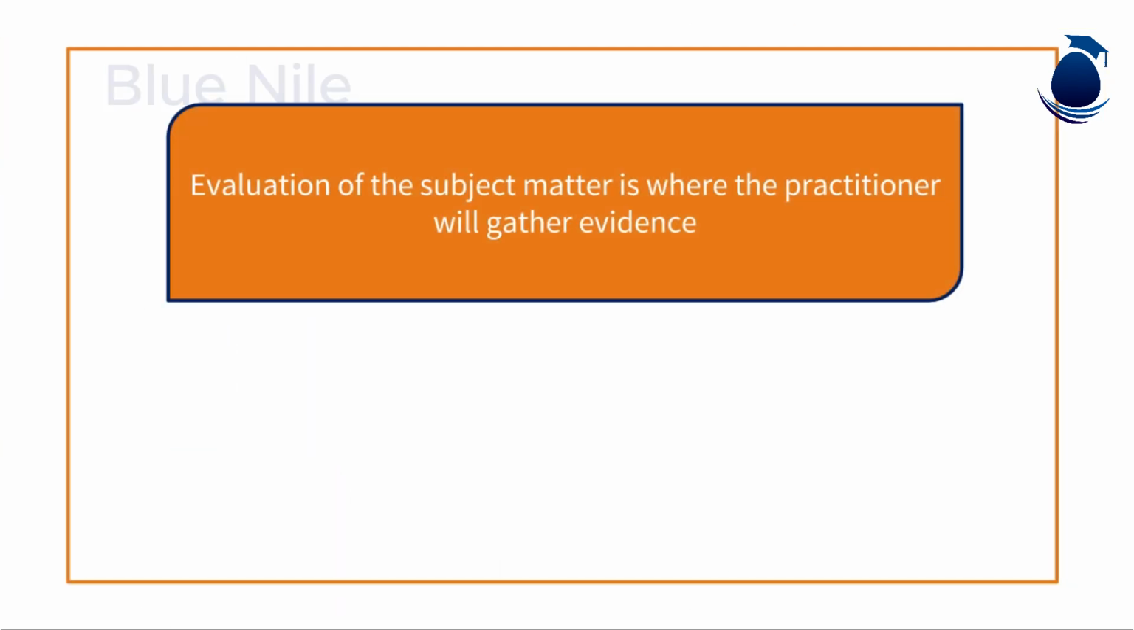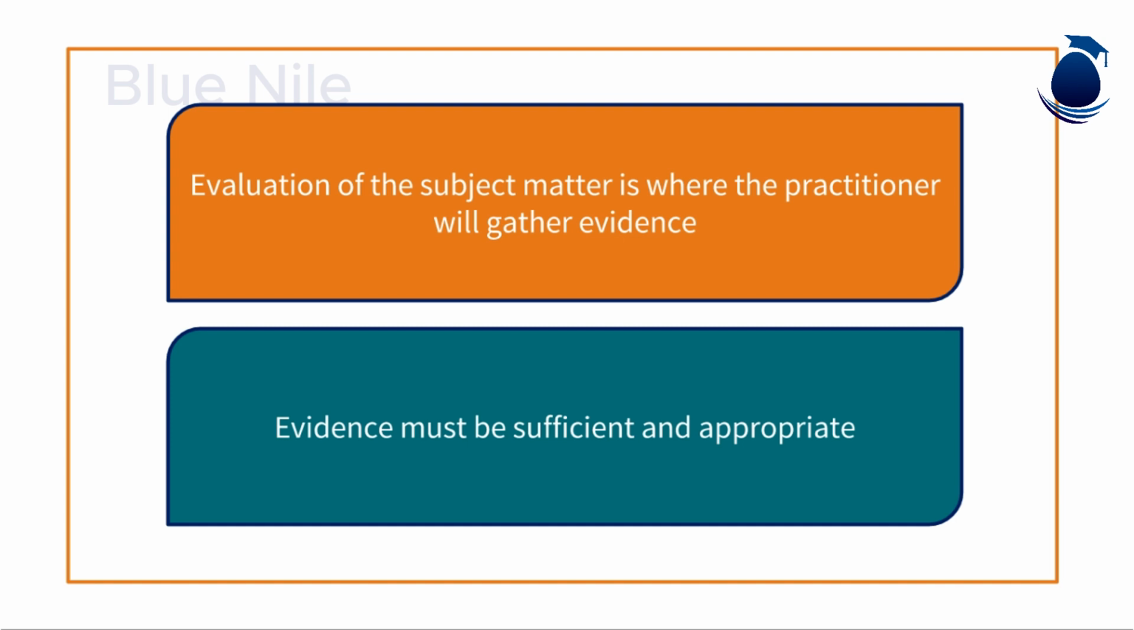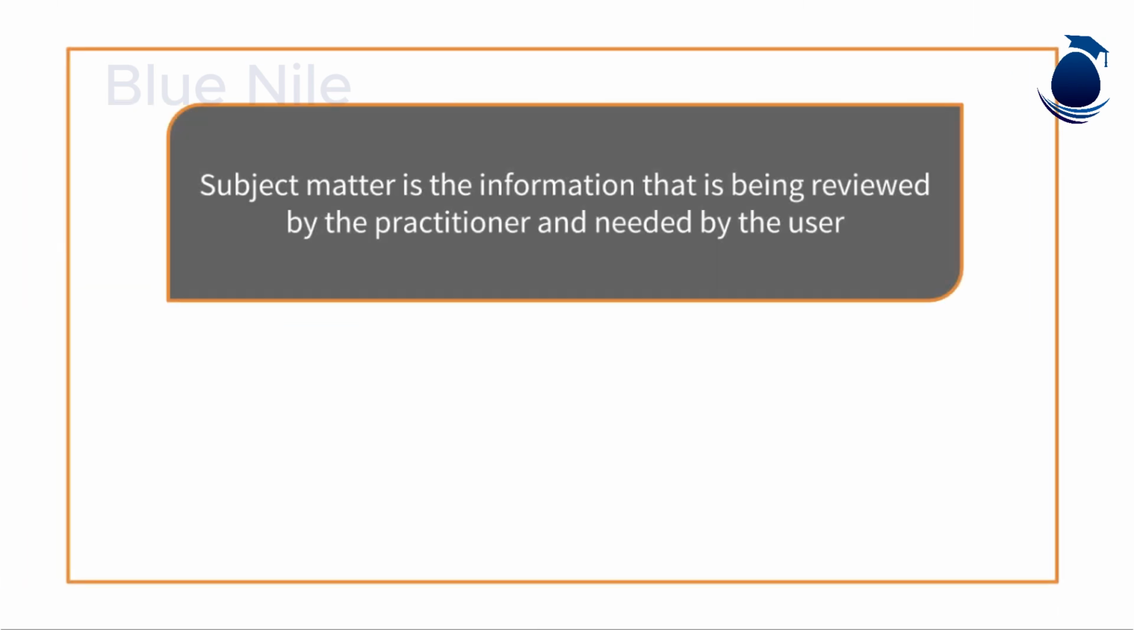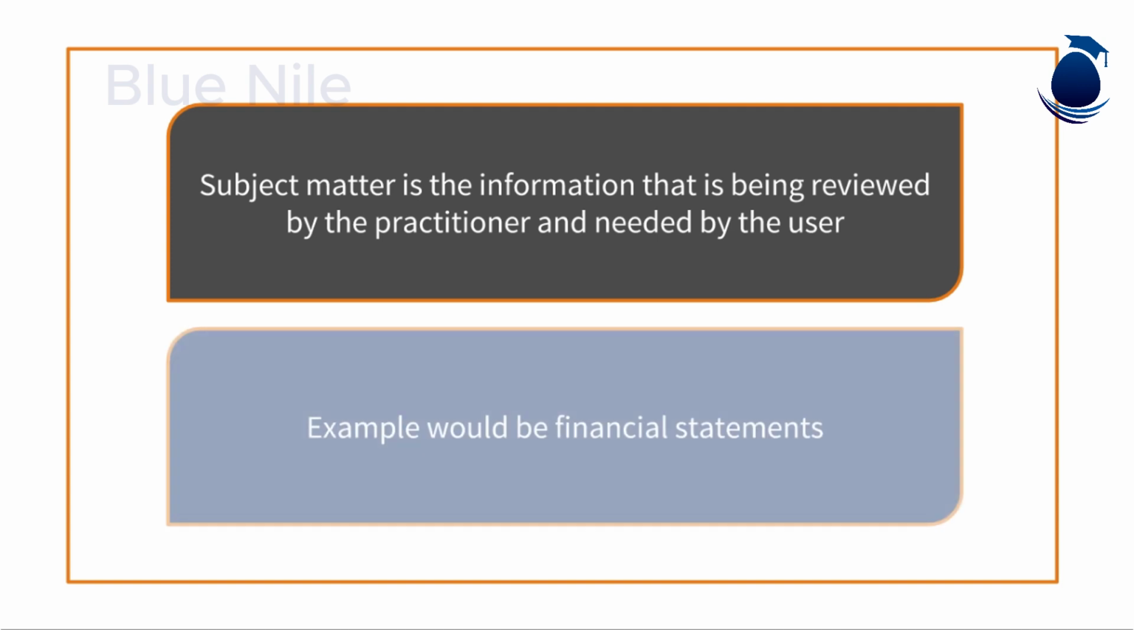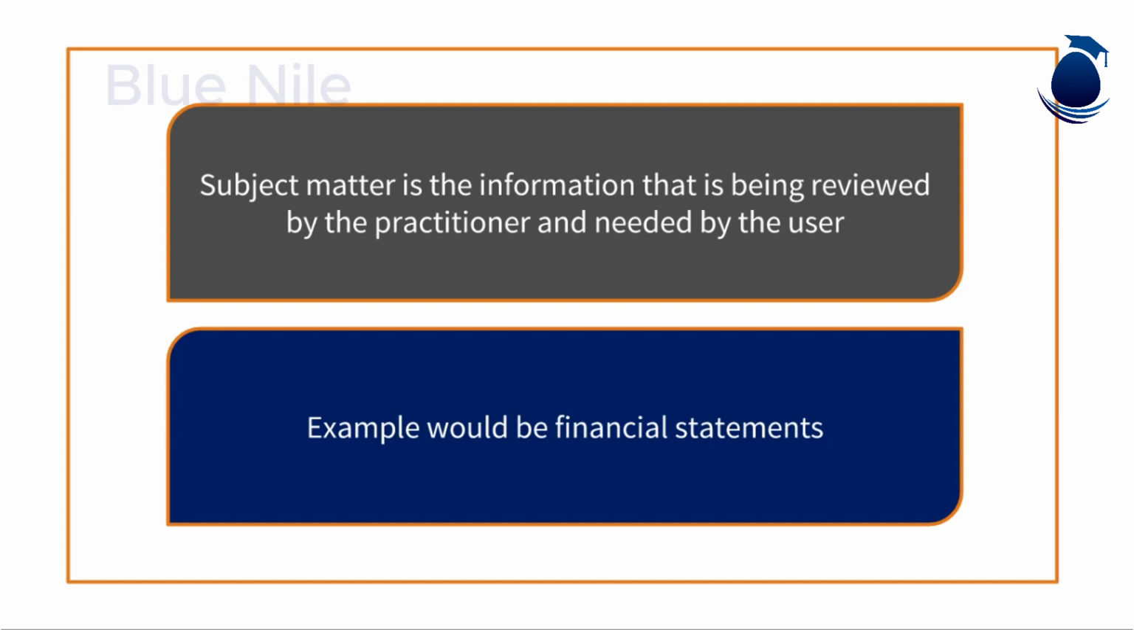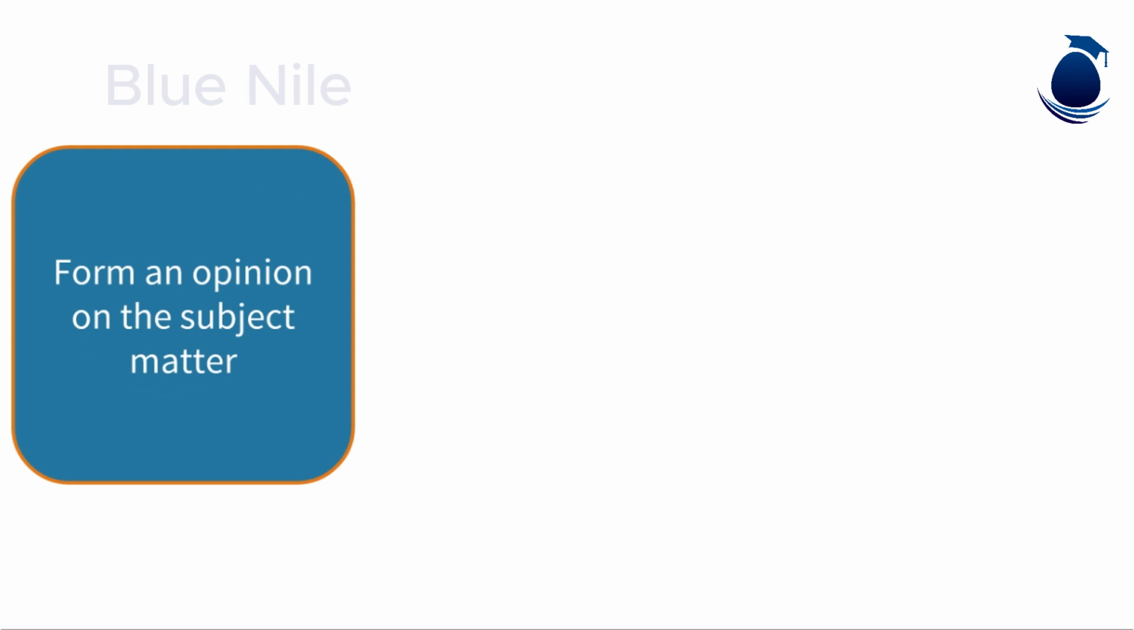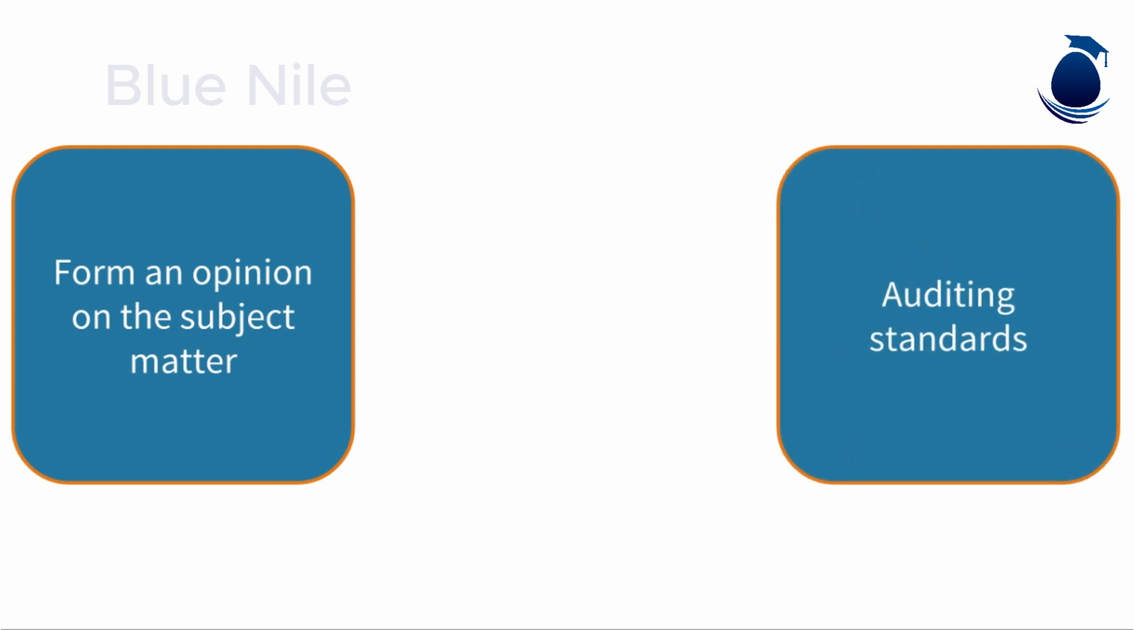The evaluation of the subject matter is where the practitioner will gather evidence. Remember, the evidence must be sufficient and appropriate. Next is the subject matter, which is the information that is being reviewed by the practitioner and needed by the user. An example would be the financial statements. Then we have the criteria. This is what is used to form an opinion on the subject matter. It must be a suitable criteria. An example would be the auditing standards.